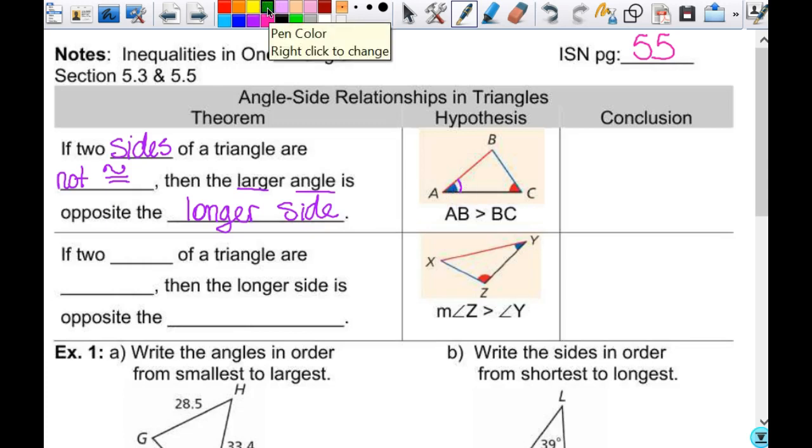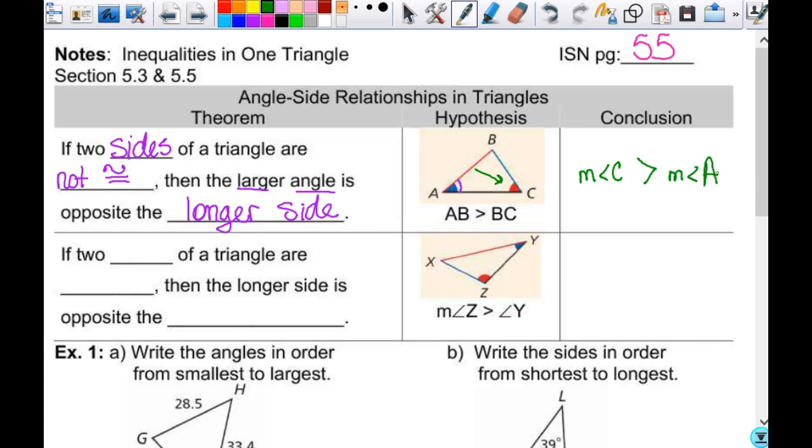Because if the sides aren't congruent, the angles aren't congruent, right? If those two sides were congruent, that makes it an isosceles triangle, which would mean these angles are congruent. But that's not what's happening. Instead, AB is actually longer than BC, which means that, just like it says right here, the larger angle is across from the longer side. So across from AB, which is the larger one, is the larger angle. My conclusion then is that the measure of angle C is greater than the measure of angle A.